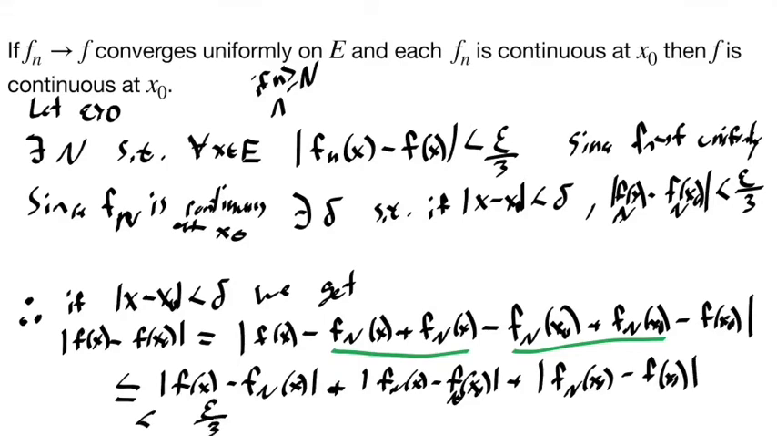And then this is now less than epsilon over 3. That one by uniform continuity, plus epsilon over 3. That one by the fact that fn is continuous, plus epsilon over 3, again, by uniform continuity, because it works for every point. It also works for x naught, which is equal to epsilon. So now I've proven my theorem.